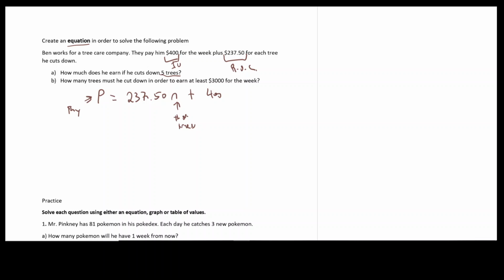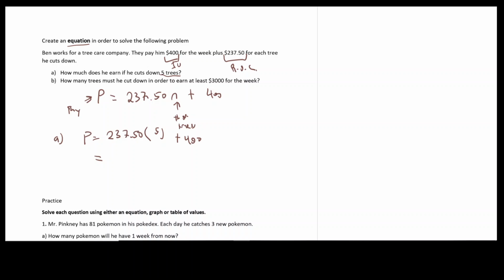One of them doesn't have a variable, that'll be where the initial value goes. How much does he earn if he cuts down 5 trees? So for part A, it's telling me a number, it's telling me the N. So I'm going to say P equals 237.50 times 5 plus 400.